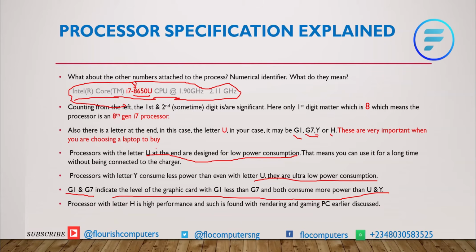So the summary of the processor specification here is that if you are having a G1 or G7 and then you have letter H at the end of the numerical identifier, they are actually designed for a high performing system, a high performing processor. These are processors designed for applications where you are going to be rendering, gaming, or running video editing software. G1, G7, and then H, those ones are designed for high performance, and as such they are found with rendering and gaming PC as earlier discussed.